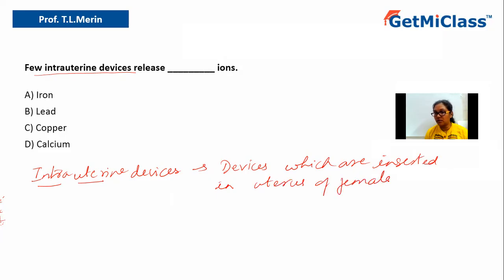Female for what? For birth control. These are utilized for birth control or as contraceptive methods. Now, when we say birth control, we are talking about the babies not being formed. That means the female will not get pregnant.